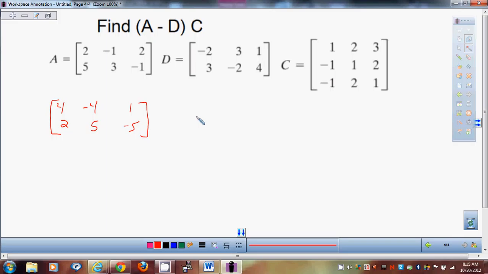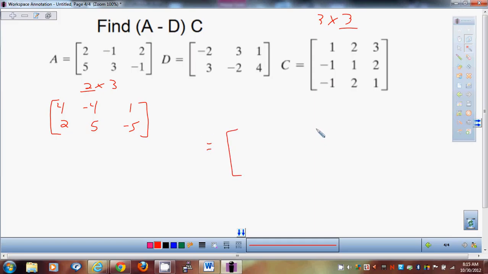Now I need to multiply this by C. This is a 2 by 3. C is a 3 by 3. Can I multiply them? What's my product going to be? 2 by 3. Outside numbers. 2 by 3.